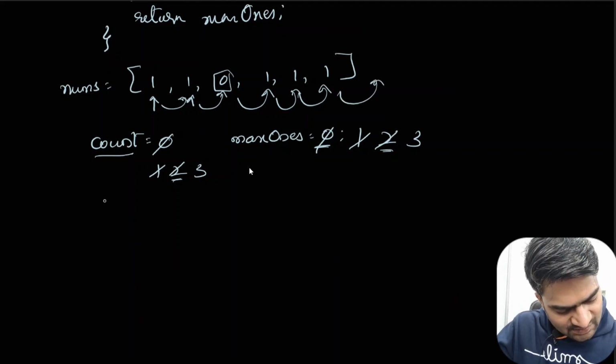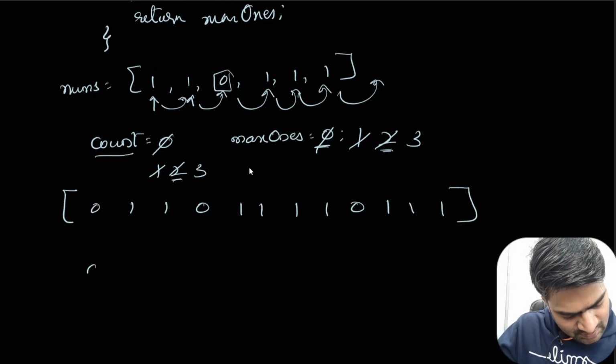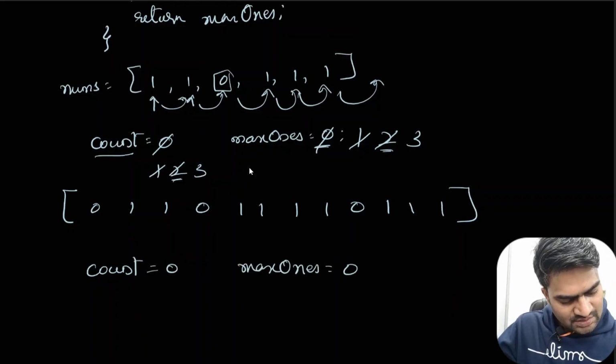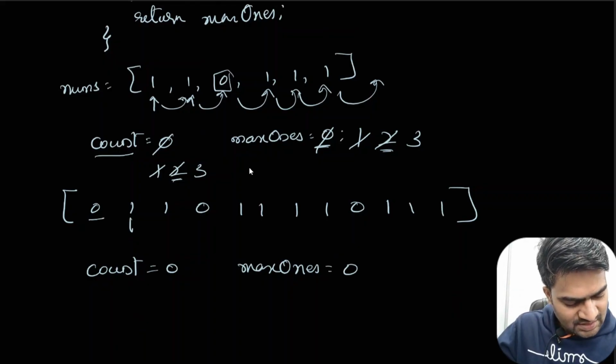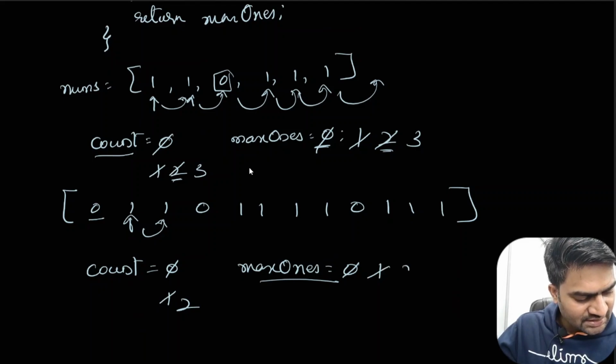Let us quickly take one more example and let us do the dry run. Let's quickly do count equal to 0. This is our max ones equal to 0. This is 0, so count will not increase. This is 1, this gets 1. Now max ones gets updated with 1. Now it will move here. Again this is 1, my counter gets incremented to 2. Now this will also get changed to 2 because 2 is greater.